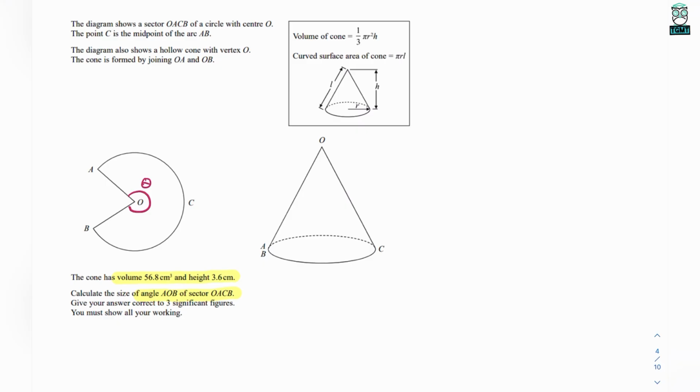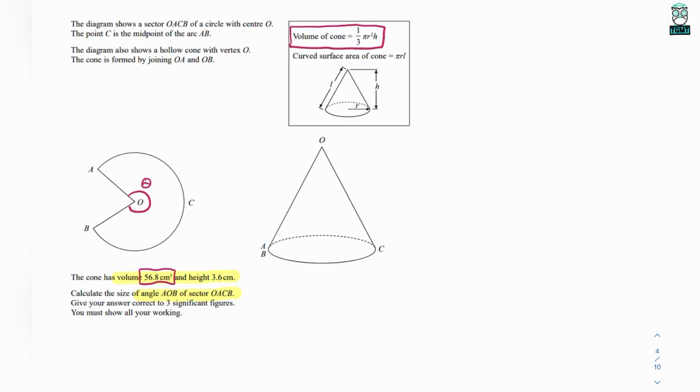So how are we going to approach this? Well, we've been given the volume of a cone formula, we've been given the curved surface area of a cone, and we're going to be working out the angle in a sector, which has its own formula. So we're just going to have to go for this and think, what can we work out to start with? Well, we've been told the volume is 56.8, so we must be able to work out something from that. And our volume formula is up here, 1/3 pi r squared h.